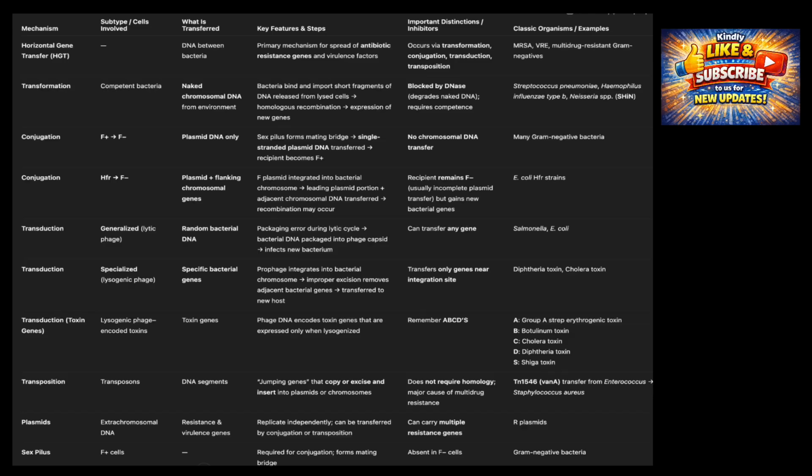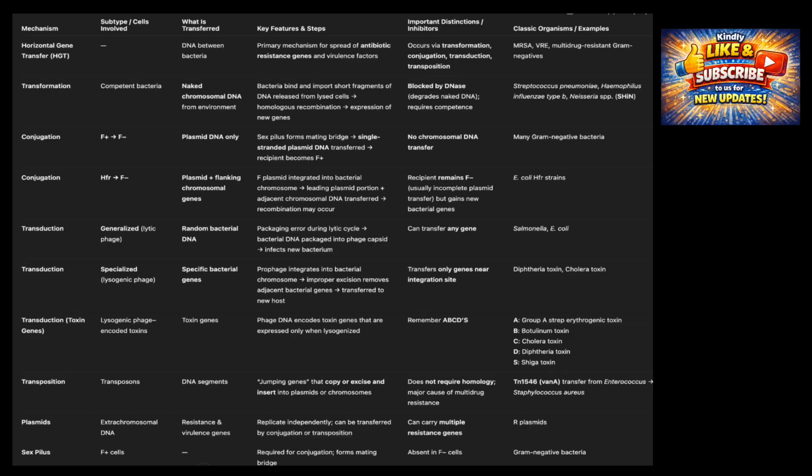Conjugation requires direct cell-to-cell contact via a sex pilus and always involves plasmids. In F-positive to F-negative conjugation, only plasmid DNA transfers and the recipient becomes F-positive. No chromosomal DNA moves in standard conjugation. Hfr, or high-frequency recombination, cells have the F plasmid integrated into the chromosome. They transfer chromosomal genes, but the recipient remains F-negative due to interrupted transfer. This explains rapid hospital resistance spread.